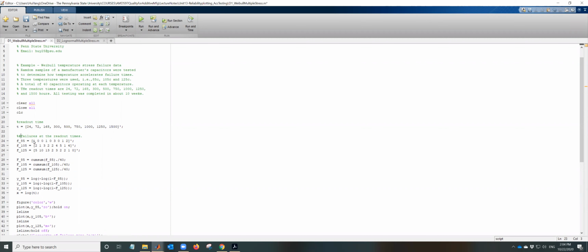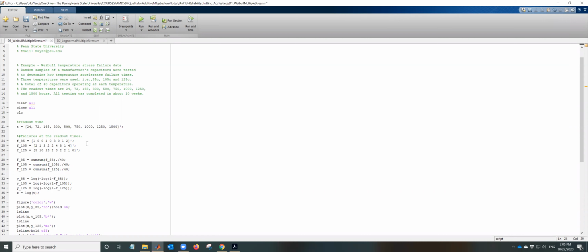So at 24, we found one failure. By 72, we didn't find any failures. At 24 hours, we found one failure, two failures, and five failures under 125 Celsius. And then at 72, I found zero more failures, and then one more failure, and then 10 more failures under 125 degrees. So this is the data set we have.